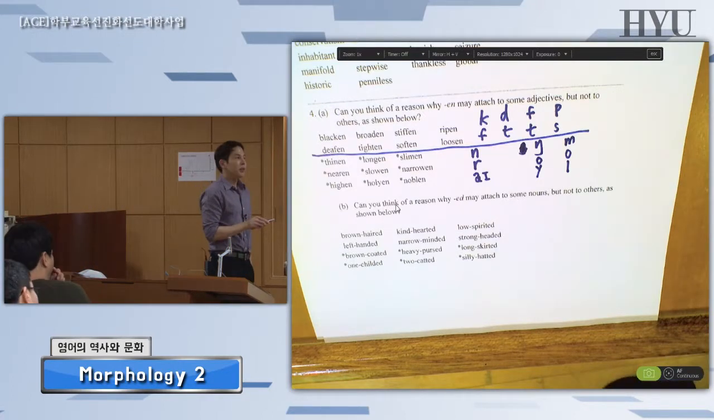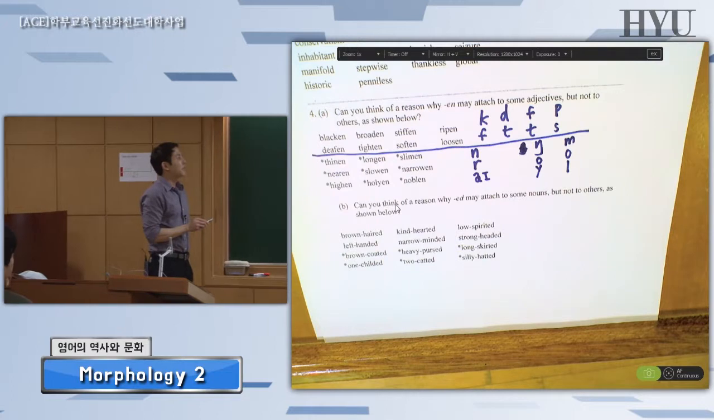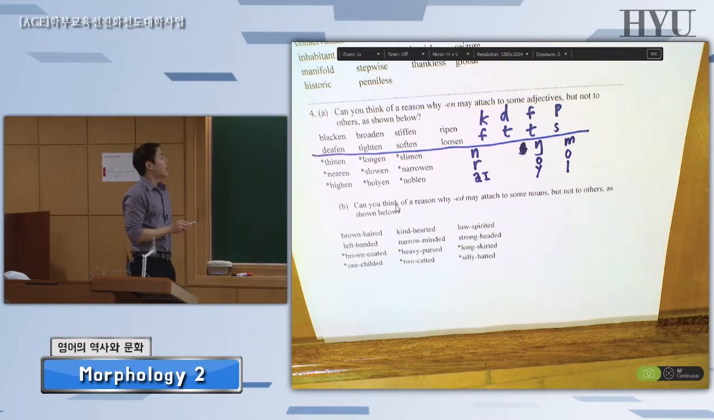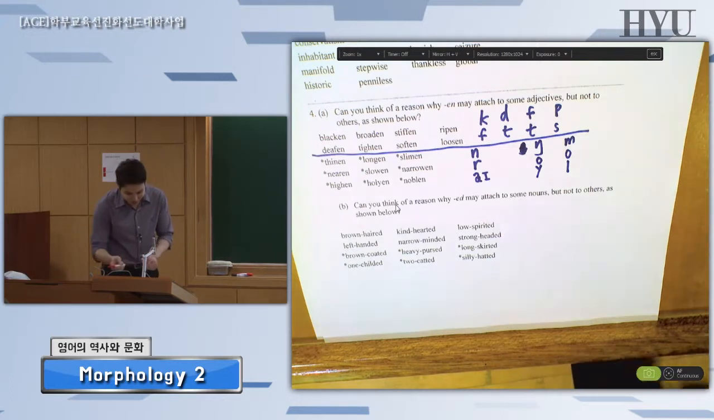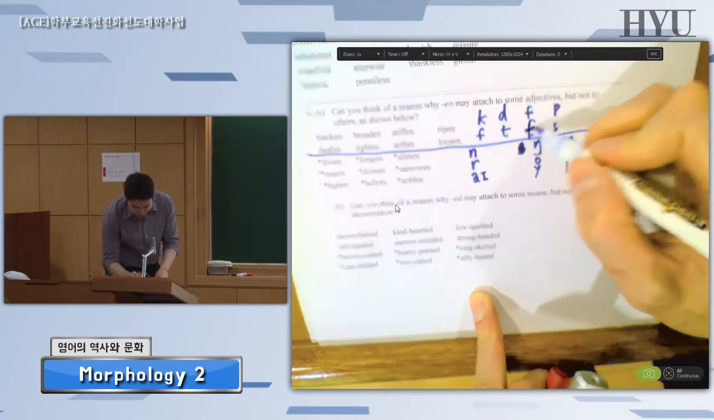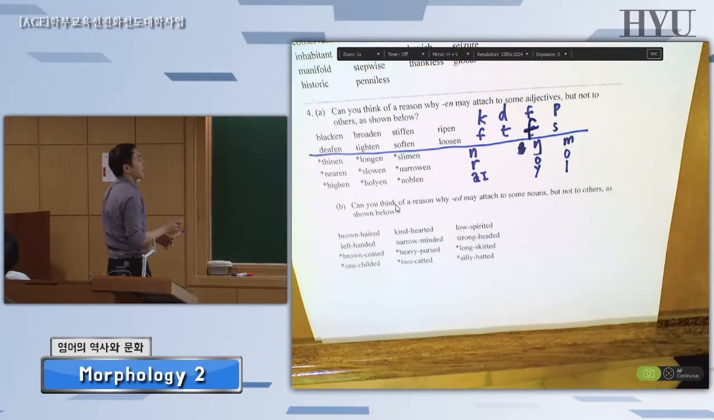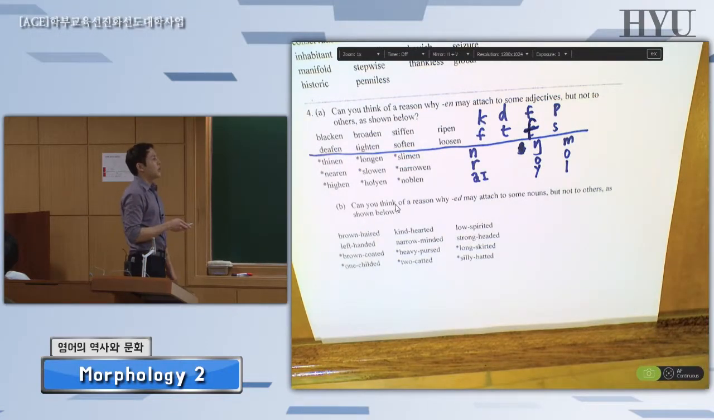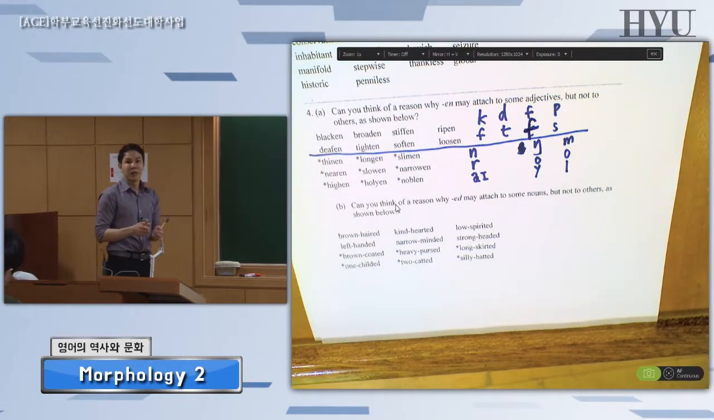So in order of appearance, blacken, the sound before N is K, right? Deafen, the sound before N is F. Broaden, the sound before N is D. Tighten, T. Stiffen, F. Soften, F, not T. We say soften, not softten. So F, F. And then ripen is the P. Loosen is the S, and so on, right?